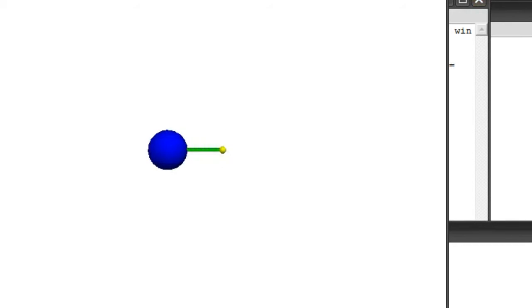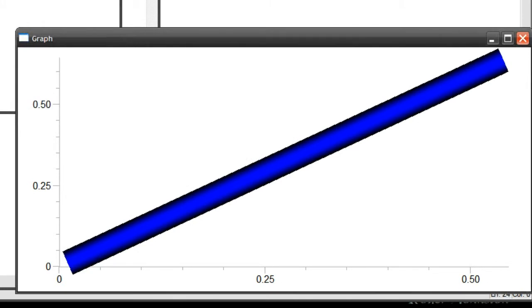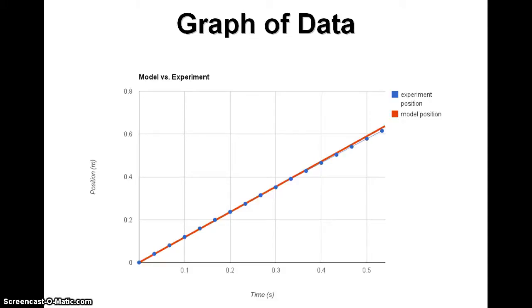Here you can see a model of the ball's displacement and a graph of its displacement as a function of time. Here is a graph comparing the position of the model and the position of the experiment as a function of time. As you can see, they are very similar.